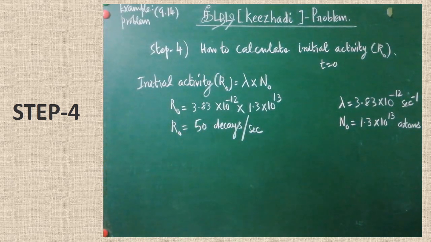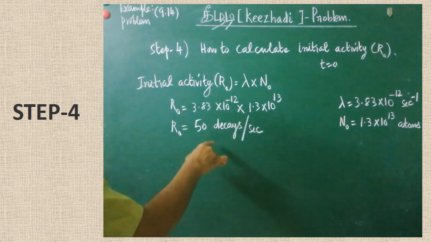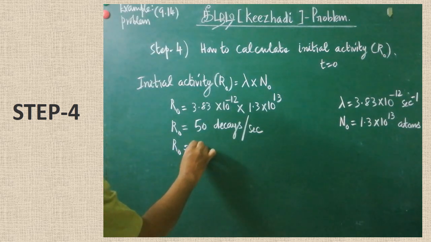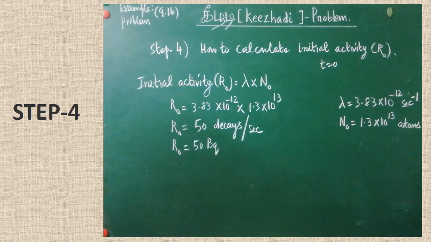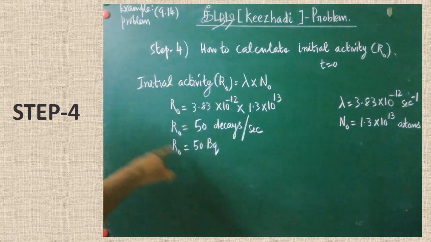So if 50 decays are taking place in 1 second, the decays per second can be simply written as becquerel, 50 becquerel. Becquerel can be written as Bq. What is 1 Bq? 1 Bq is equal to 1 decay per second. 1 disintegration per second is equal to 1 becquerel. 50 decays per second can be written as 50 becquerel. So this is the method of calculating R naught. Understood?